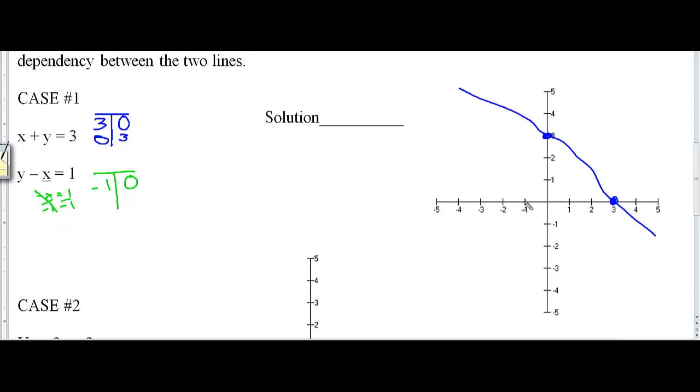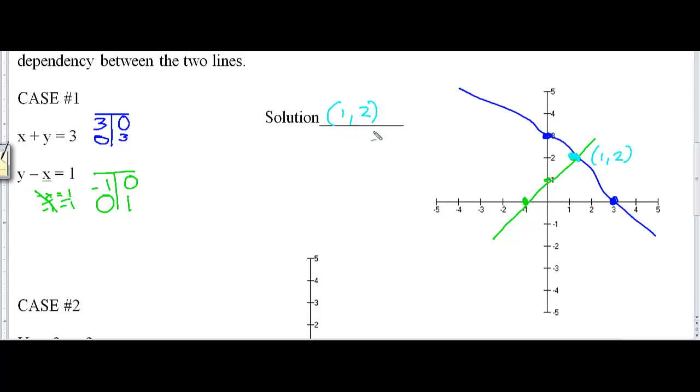So there's my first point at (-1, 0). Now to find my y-intercept, I'm going to plug 0 in for my x. If I plug 0 in for my x, I just get y equals 1, which puts me right here. This is where having a ruler really helps out. You'll see that if I had a perfectly nice line there, then the intersection of these 2 lines would be right here at this spot at (1, 2). So this is my intersection, (1, 2), and that's my solution.